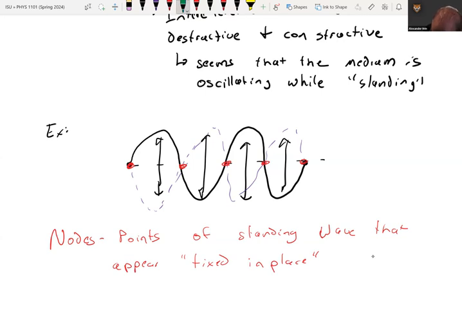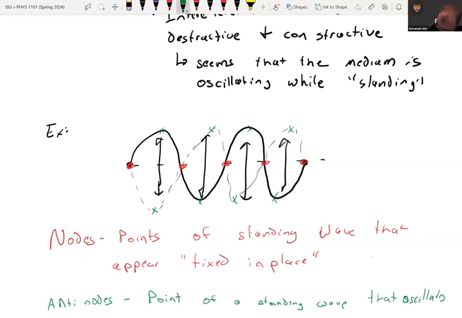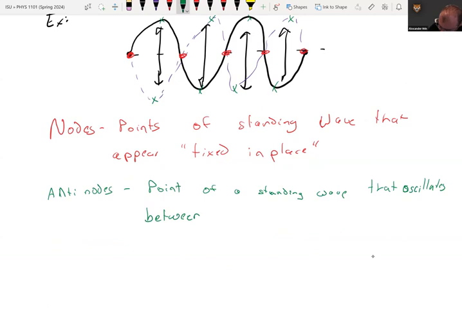Now, switch to green here. Then we have these points right here. I'm drawing them on both the top and the bottom, but you have to remember, in the standing wave, it's not at the top and the bottom. It's either one or the other. So these green points are called antinodes. The antinode is the point of a standing wave that oscillates between a peak and a trough. Fundamentally, that is what a standing wave is doing. That's what's going on with standing waves.